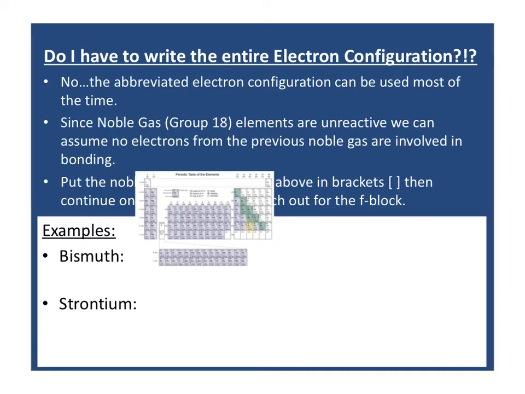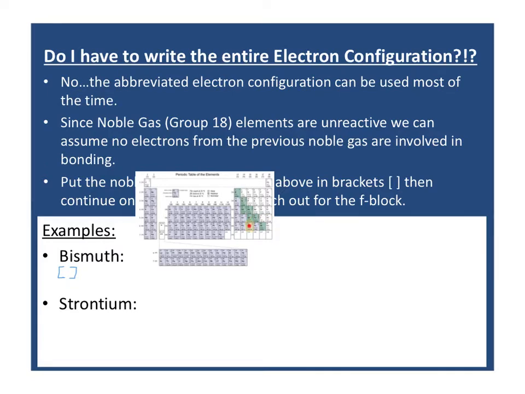And bismuth is right here. I'm highlighting it in yellow. Alright, what we can see is that bismuth is in that 6p block. So we have to worry about counting in 6p. To do abbreviated electron configuration, though, what I do is I start by drawing brackets. And inside those brackets, I put whatever noble gas is in the row above bismuth.